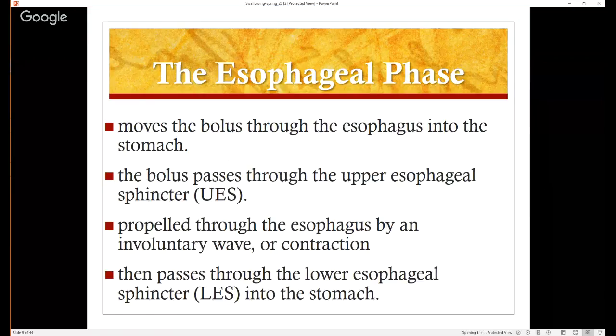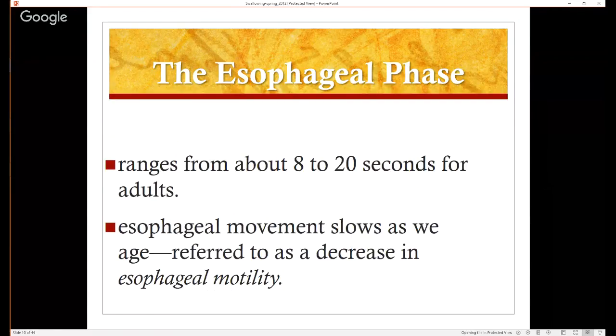I tend to take it for granted that I just swallow. When I put a piece of food in my mouth, I'm just going to swallow it down. Breaking it into these phases or stages really makes us think about all of the things that need to be incorporated when we have even one swallow to occur. The esophageal phase ranges from about 8 to 20 seconds for adults, and the movement slows as we age. This is referred to as a decrease in esophageal motility.